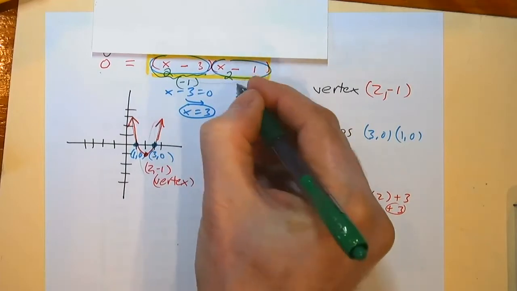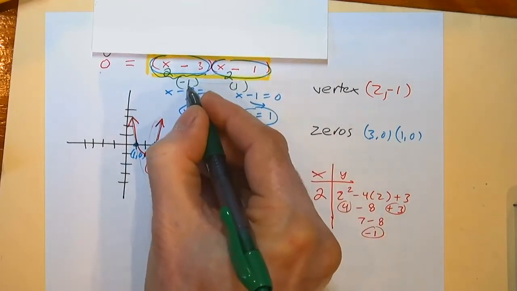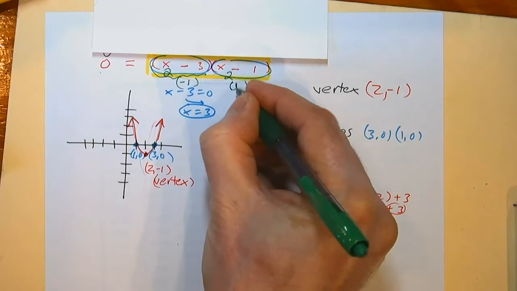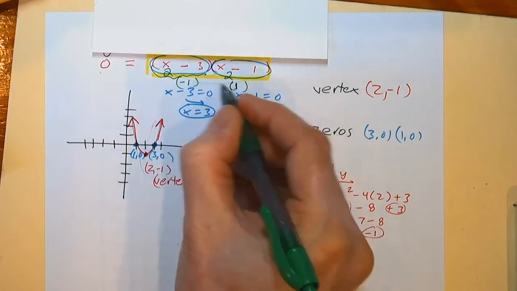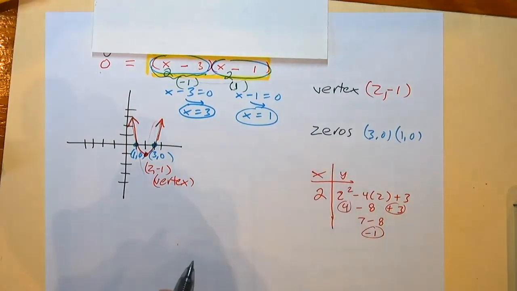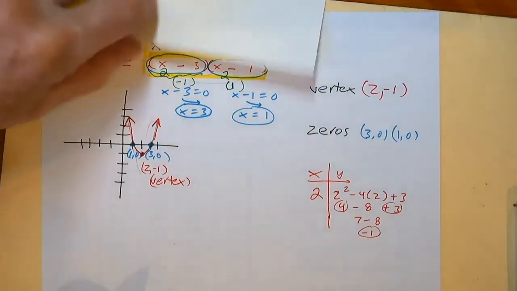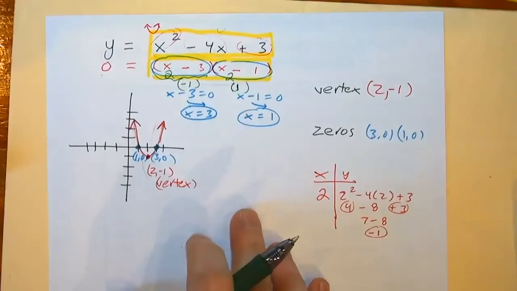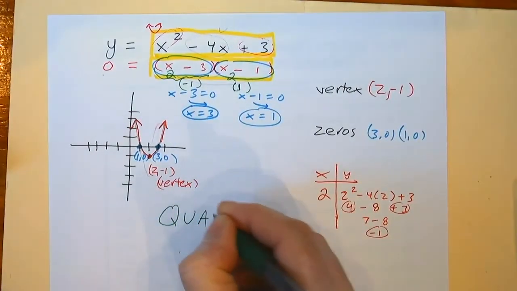2 minus 1 is 1. What is negative 1 times positive 1? Negative 1 times positive 1 is negative 1. Then you don't have to deal with all this. And that's where the point is. That's the vertex. So this is called a quadratic.